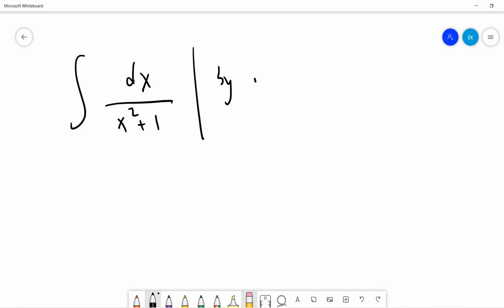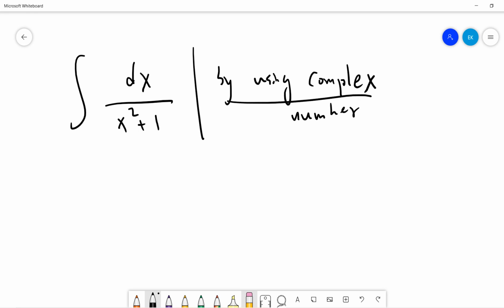Welcome guys. In this video, we want to do this problem by using a complex number. I would say this is the prototype of how to use a standard complex number to solve the integral. Very easy video. Let me quickly remind you of the standard results. Let me just tell you the answer: the answer is arctangent x plus constant.